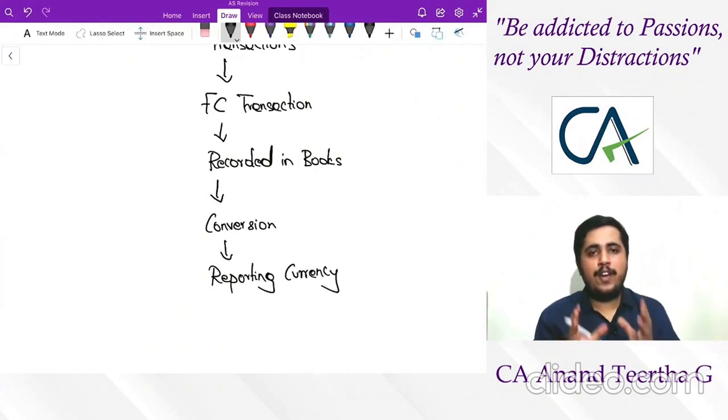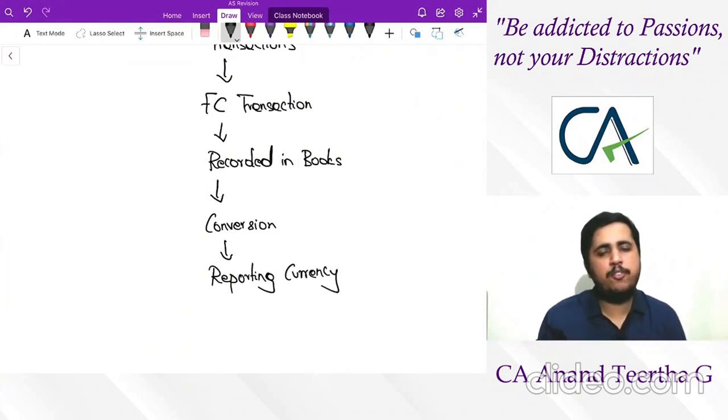As simple as that. What type of foreign currency transactions might happen? You purchase goods, you sell goods, you buy a fixed asset, you take a loan. There are so many transactions which may happen in foreign currency. Almost all the normal transactions might happen in foreign currency, but majorly it will be purchase, sale, loan, purchase of fixed asset, etc. Whenever you have a foreign currency transaction, it should be converted into reporting currency and then recorded in the books of accounts. In books of accounts, you are not going to report it under foreign currency; you are going to write it under reporting currency.